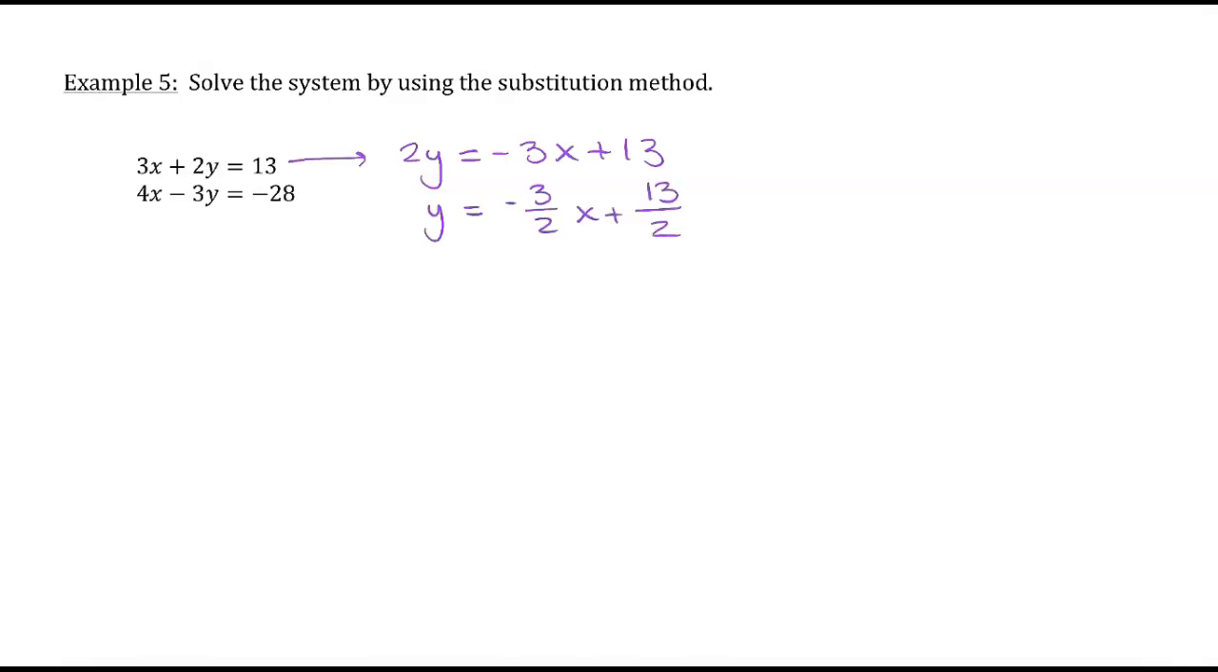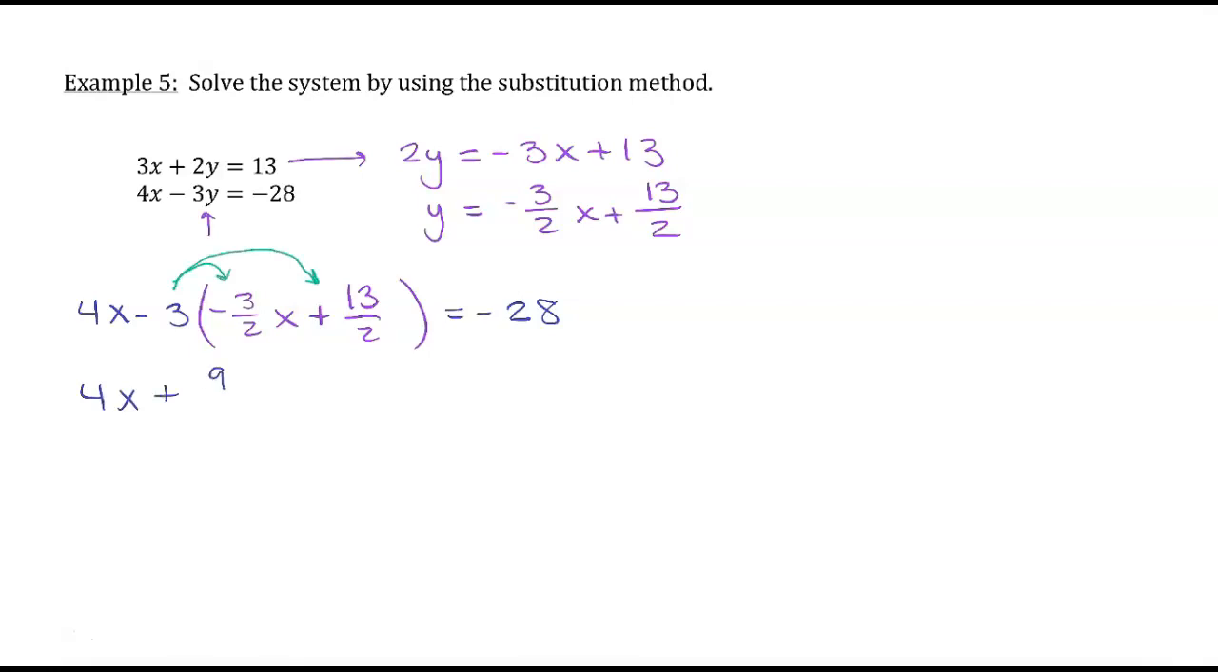Now that we've isolated a variable, we can substitute for that variable in the other equation. When we do that, we have 4x minus 3 times negative 3/2 x plus 13 over 2 equals negative 28. When we distribute the negative 3 to both terms inside the parentheses, we have 4x minus 3 times negative 3 over 2, which is positive 9 over 2x, plus negative 3 times 13 over 2, or negative 39 over 2. And this is all equal to negative 28.